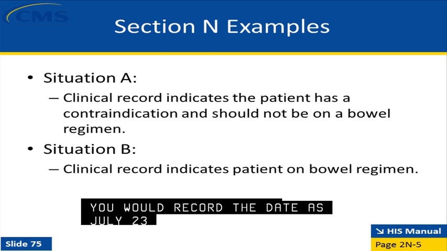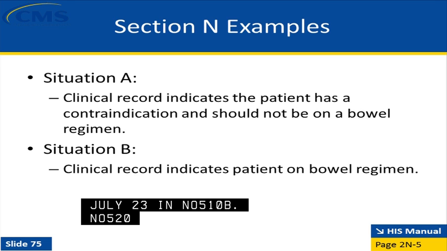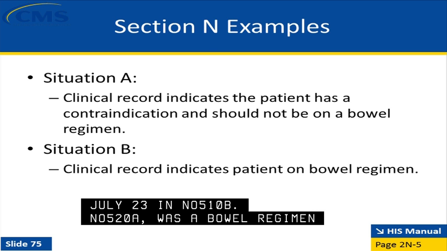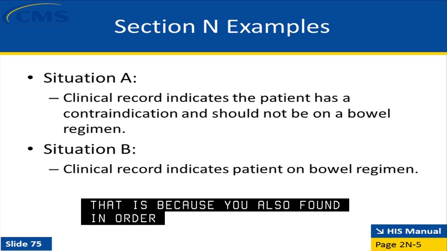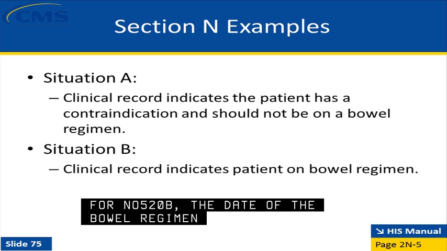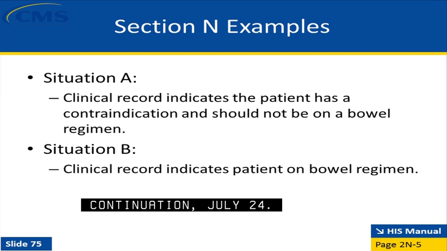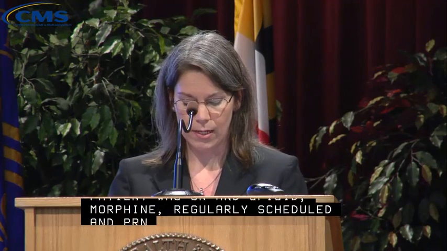In N0520A, was a bowel regimen initiated or continued, you would select a code 2, yes, and that's because you also found an order for polyethylene glycol. For N0520B, the date of the bowel regimen initiation or continuation, you would enter July 24th. The clinical record documentation in this case indicates that the patient was on an opioid, morphine, both regularly scheduled and PRN, and that a bowel regimen was initiated.